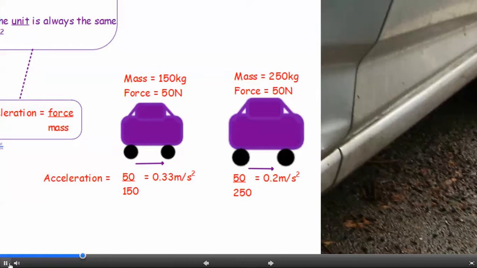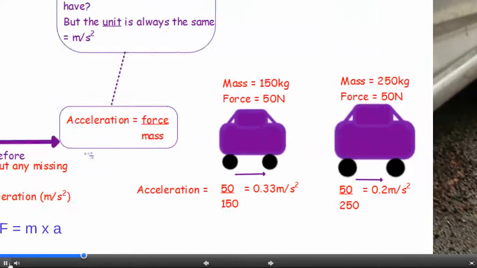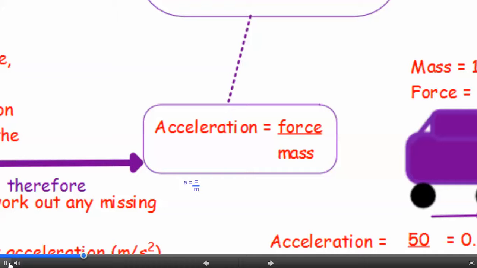Compare that to a heavier vehicle. Its mass is 250 kilos, same force, but because it's heavier, the acceleration is slower. It's 50, but it's divided by a bigger number, so the acceleration is slower. It's 0.2 meters per second squared. So acceleration is force divided by mass.